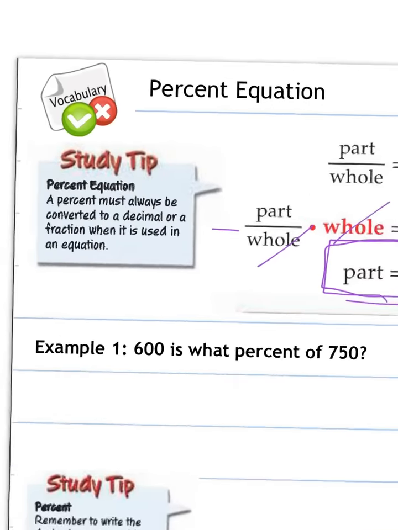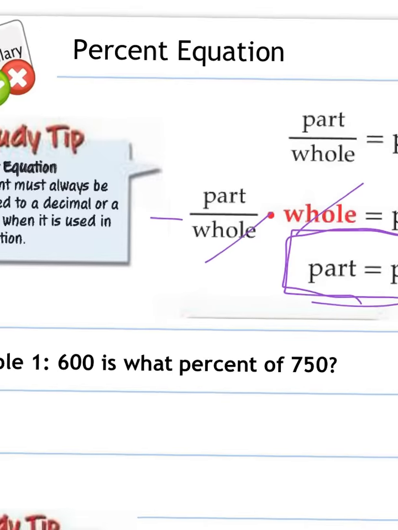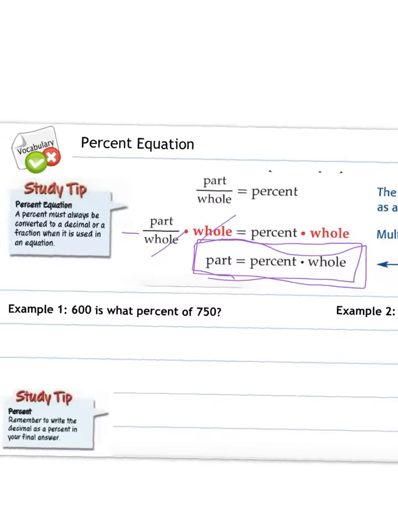Okay? Something to note when you're using the percent equation, a percent must always be converted to a decimal or a fraction when it is used in an equation. So when we did the percent proportion and we were solving for the percent, because it was set up as a fraction over 100, it automatically was already a percent. But when we use the percent equation, it's going to give us the percent as a decimal, and we would have to convert it to a percent. Okay?